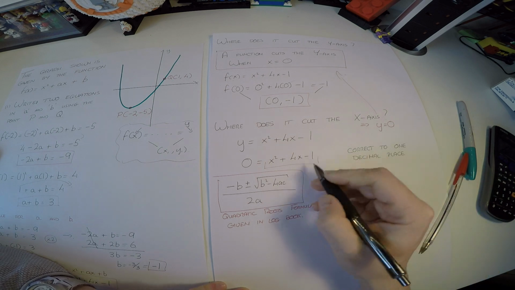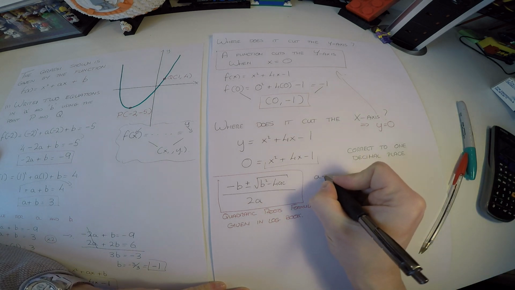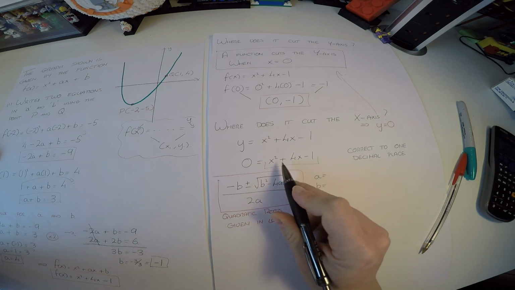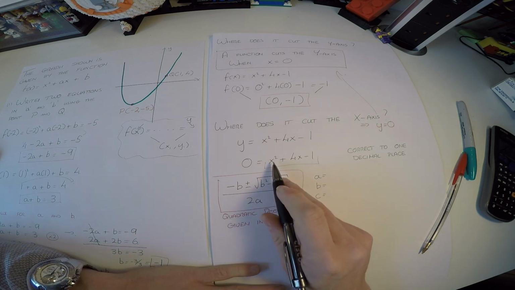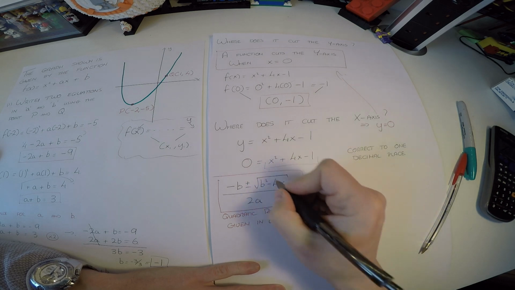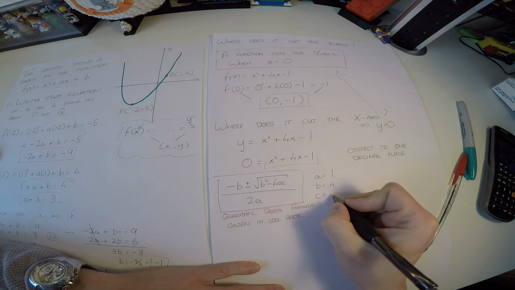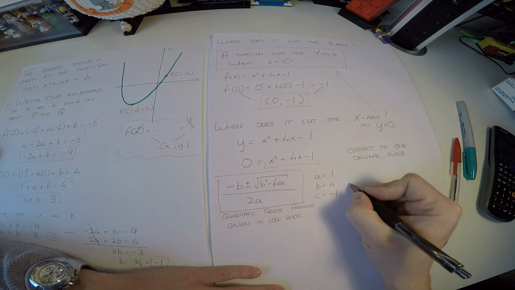Okay, now I am a big fan of doing this. A equals, b equals, and c equals. So what's a? A is the coefficient of the squared term, so that's going to be 1 in our case because we don't see anything there. B is the coefficient of x, which is 4, and c is the number on its own, which is minus 1.